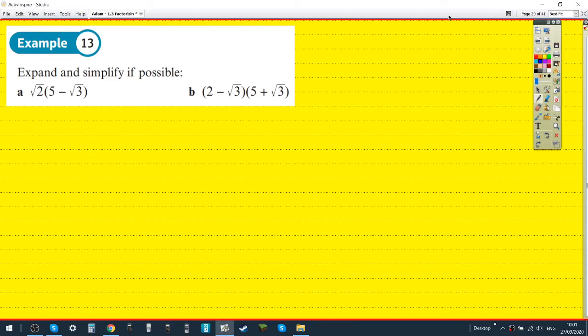Am I allowed to use a calculator or not? Yes. The purpose of this, though, is to see something else. Okay. Try putting the second one into your calculator.